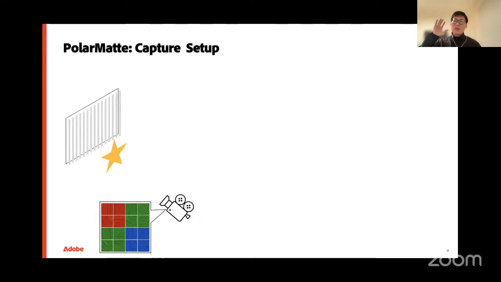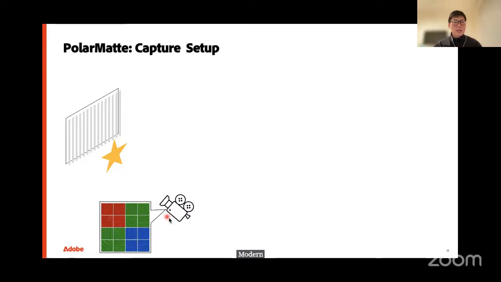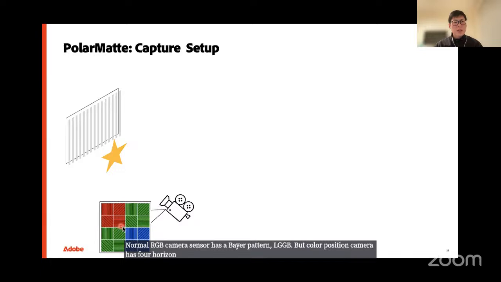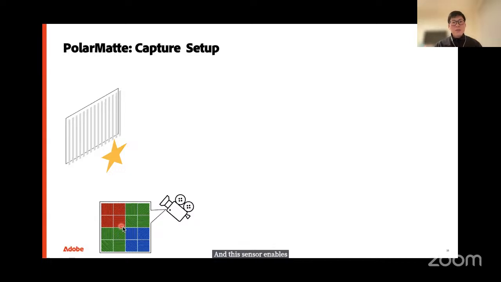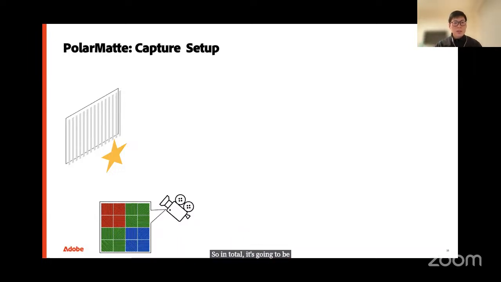First, we redefined the parametric matting program with a modern color polarization camera. A modern color polarization camera has a color polarization array filter on the camera sensor. A normal RGB camera sensor has a Bayer pattern RGB, but a color polarization camera has 4 polarizing filters for each color cell. And this sensor enables us to capture 4 color images at 4 polarization angles in a single shot. So in total, it's going to be 12-channel images.